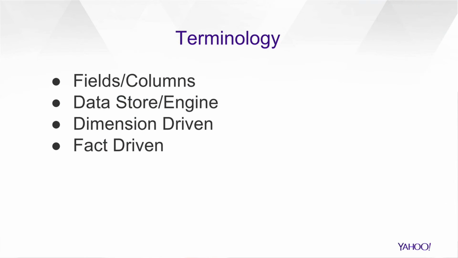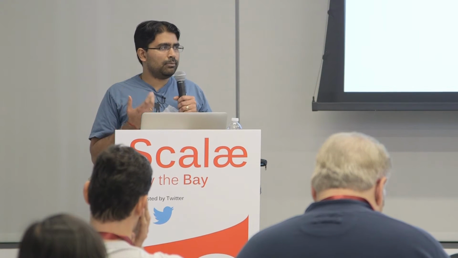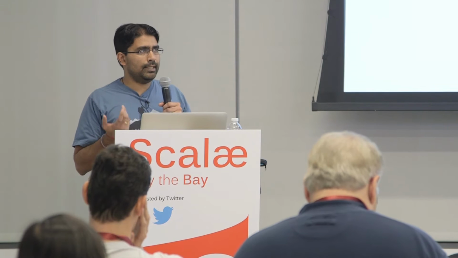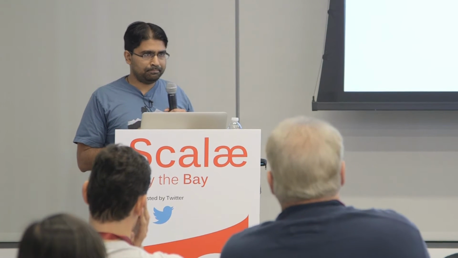I'm going to be using the terms fields and columns interchangeably. I'm going to be using data store and engine interchangeably. When I say something is dimension-driven, I'm talking about a query where the driving table is a dimension table. And a query like that would be, give me all of my ads sorted on ad ID descending. So that would be a query where the driving table is a dimension table. A fact-driven query would be something like, give me the top 50 ads on spend descending. That would be a fact-driven query.